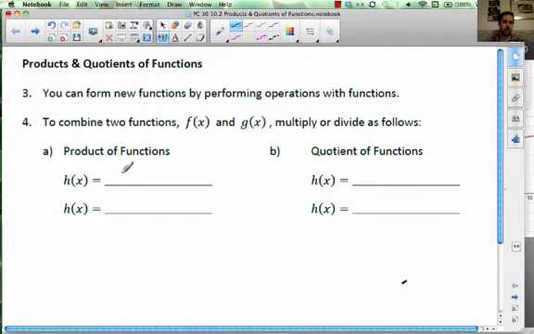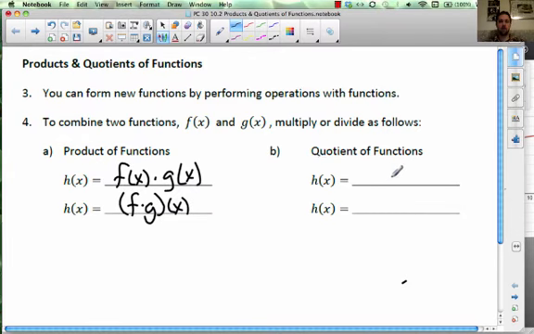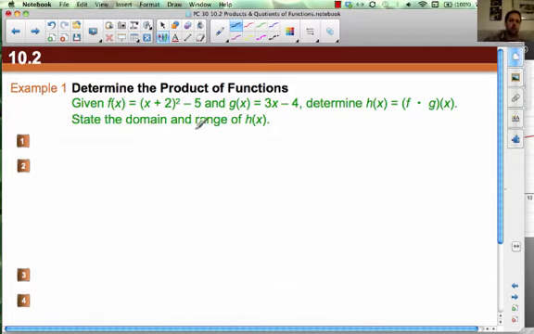So the product of functions would be f of x times g of x, which can also be written as f times g of x. The quotient of functions is f of x over g of x, which can also be written as f over g of x. Alright, so let's take a look at this in motion here.